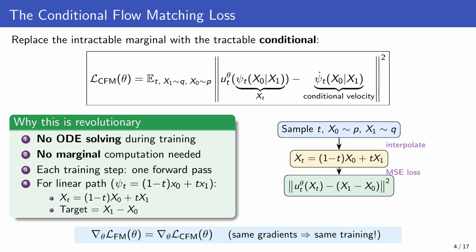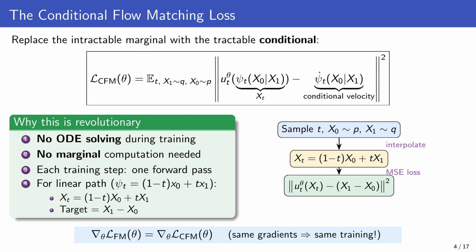For the linear optimal transport path, which is the most common choice, this becomes incredibly simple. xt is just the linear interpolation, 1 minus t times x0 plus t times x1, and the target velocity is just x1 minus x0, the direction from noise to data. So each training step is literally: sample noise, sample data, interpolate, and do regression. No ODEs anywhere. This is why flow matching is revolutionary.